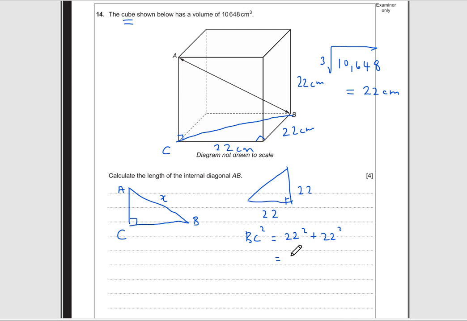And that's going to give us 968. So BC is going to be the square root of 968, which is going to give me 22 root 2. I'm going to leave that as 22 root 2 and just use that in my next calculation. And then I've got 22 for this AC. So let's do another step.